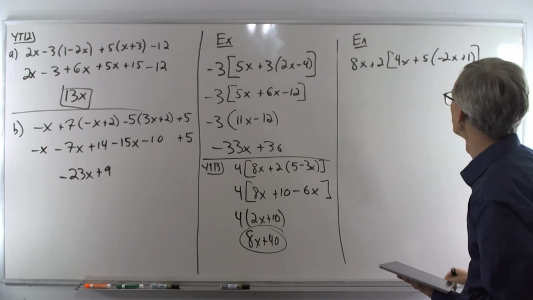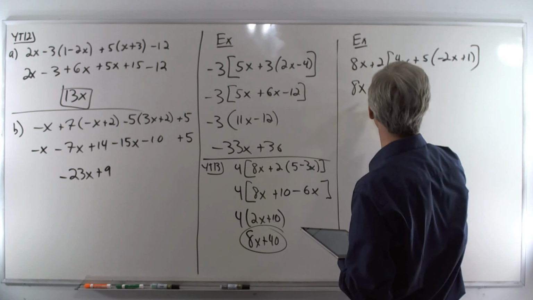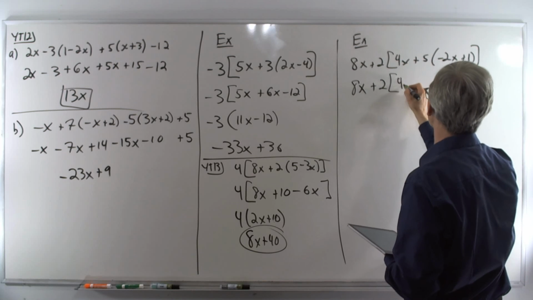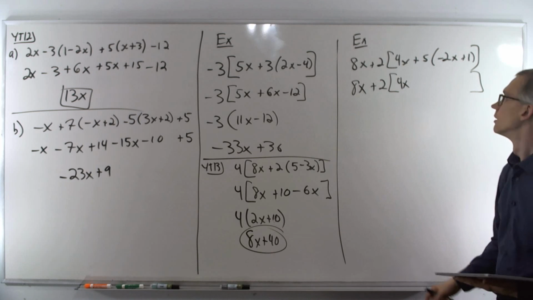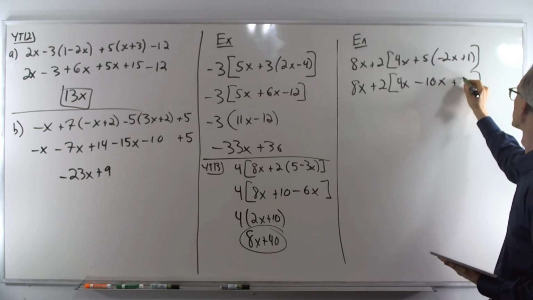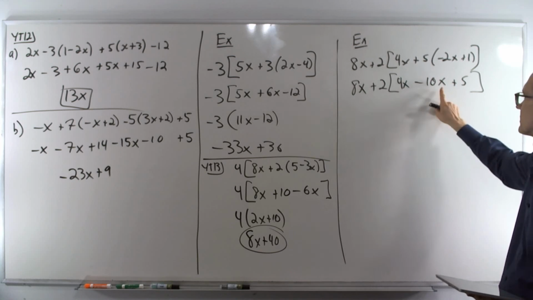All right, so this one, we're not going to touch the 8x to start. That's going to stay. We're not going to touch any of this. We're just going to distribute here first. All right, 5 into these parentheses, that's negative 10x plus 5. Now we can combine these x terms.